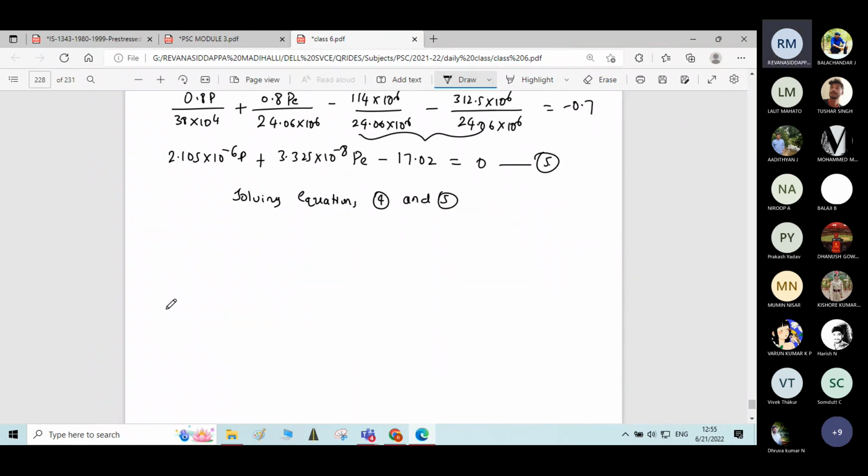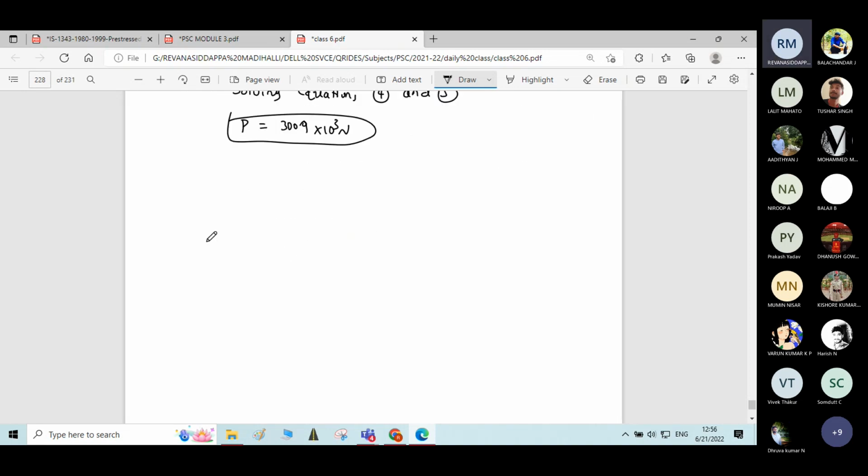Solving equations 4 and 5, you will get the value of P. P is equal to 3009 into 10 power 3 Newton. And you will get the value of PE as 3.213 into 10 power 8.